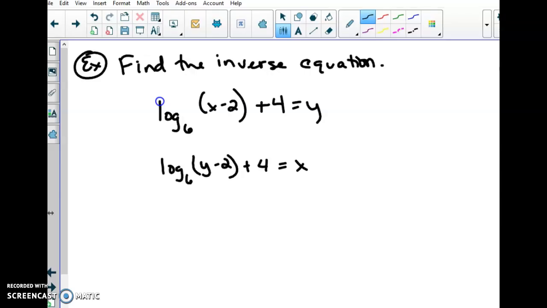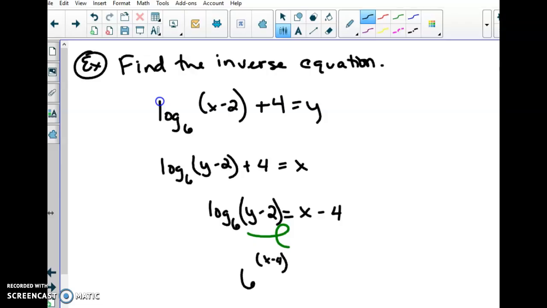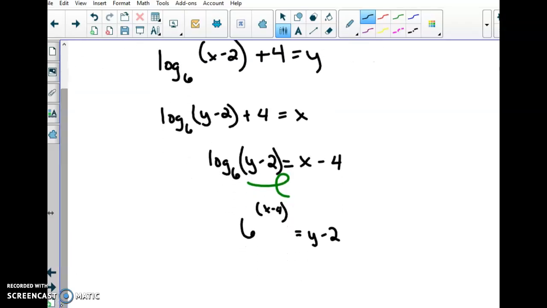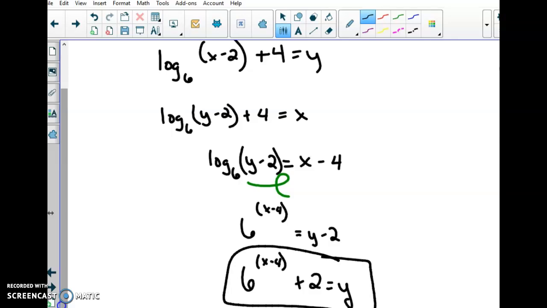So we're going to solve for y. When we're doing this, that log is with the y minus 2. It's not with that 4. So we're actually going to move that 4 over first. So we have log base 6 of (y minus 2) equals x minus 4. Now that I have that log separated by itself, I'm going to go ahead and switch this into exponential form using that e trick, right? So this is 6 to the power of (x minus 4) equals y minus 2. Well, I've got one last step, and that's to solve for y. So this is now 6 to the power of (x minus 4) plus 2. And that equals my y.